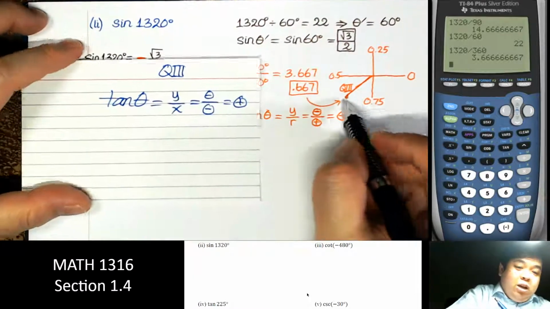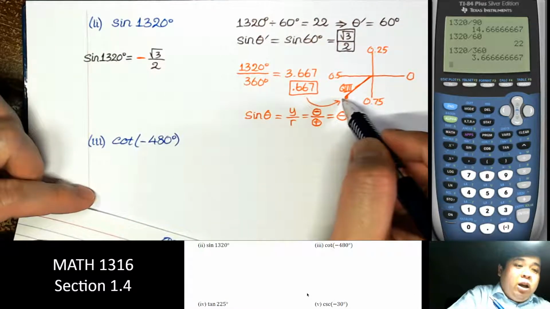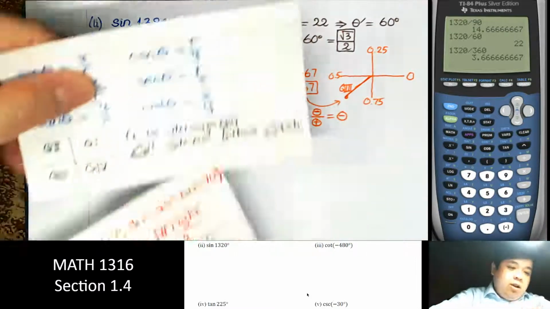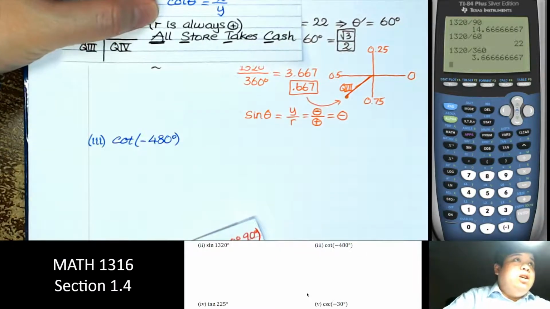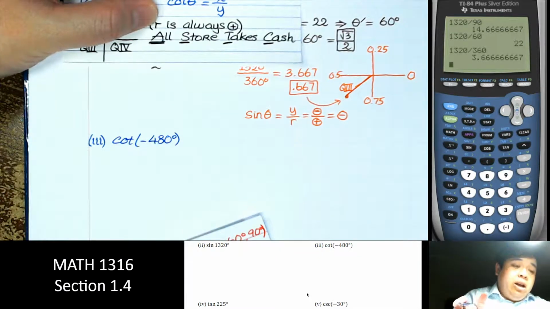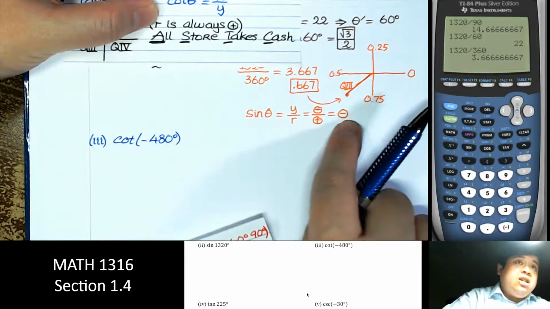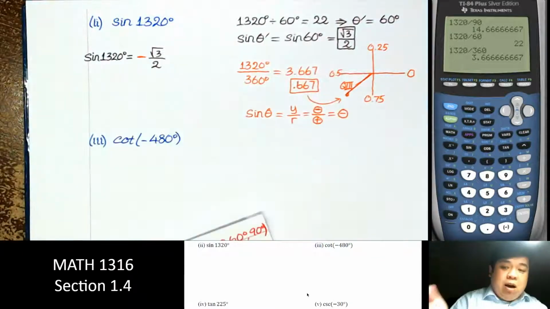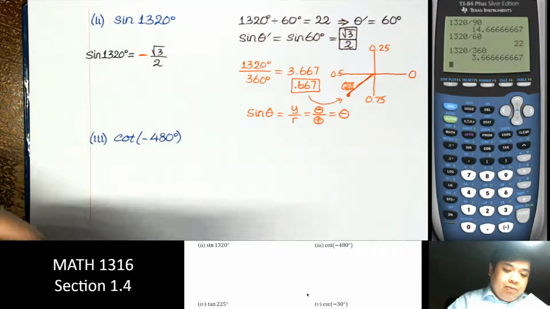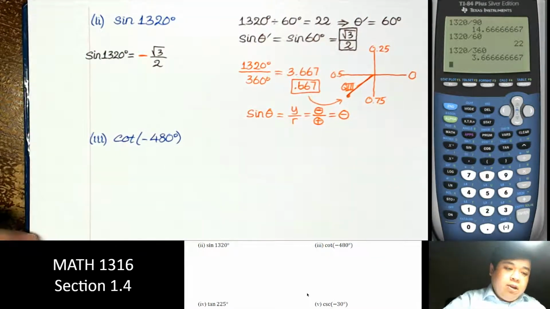So we just use the signs for x and y. R is always positive, so we use either x or y, or it could be r. Just take two of them and divide, and in this case, it just happens to be negative because negative divided by positive is negative. Yeah. We do a lot of this.